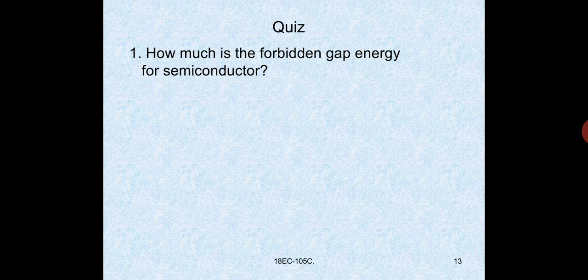How much is the forbidden gap energy for the semiconductor? 20 electron volts, 6 electron volts, 1.1 electron volts, or 0 electron volts. Which one? It is 1.1 electron volts.